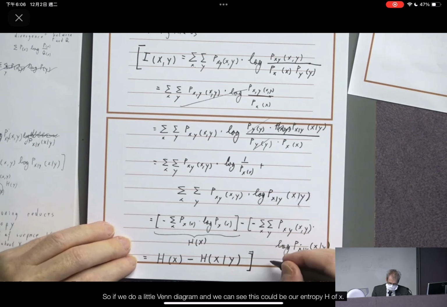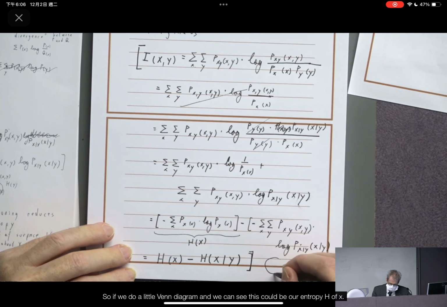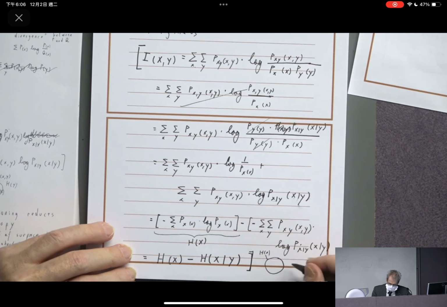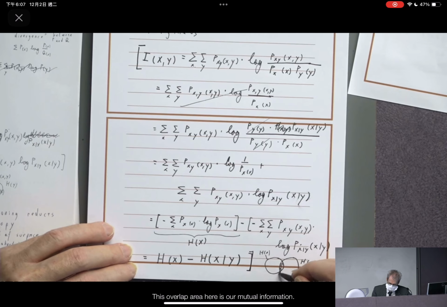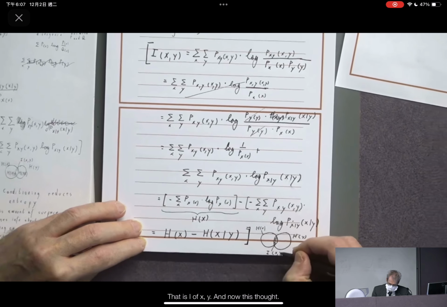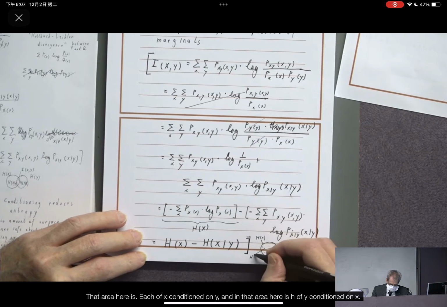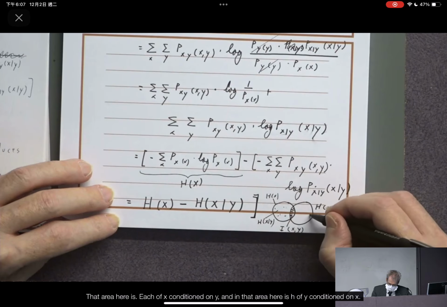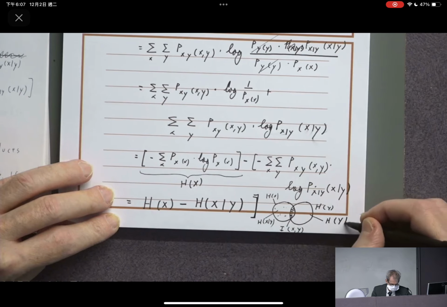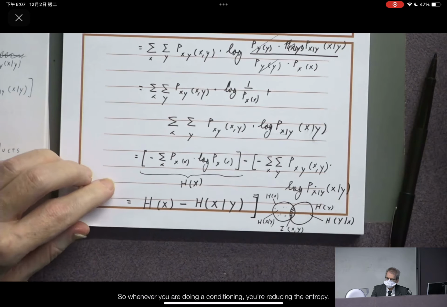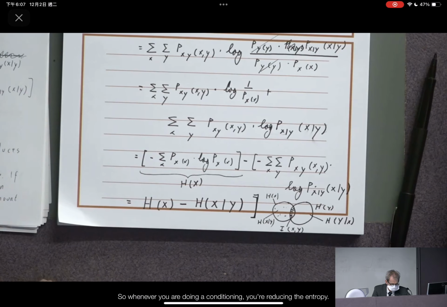And so mutual information between x and y is the entropy of x minus the entropy of x conditioned on y. So if we do a little Venn diagram, this could be our entropy H of x. This is entropy H of y. This overlap area here is our mutual information. Right? This is I of xy. And now this dotted area here is H of x conditioned on y. Right? And that area here is H of y conditioned on x. So whenever you are doing a conditioning, you're reducing the entropy.